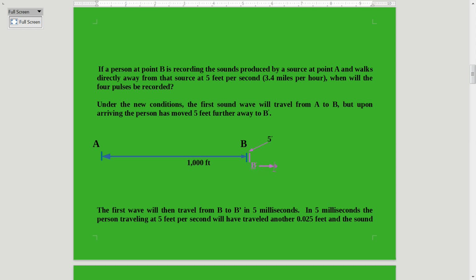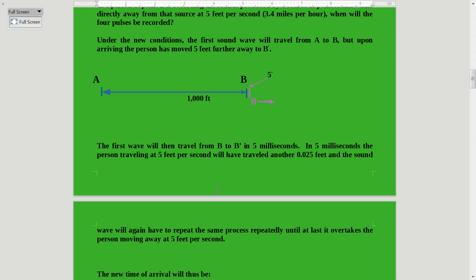person is still moving. So by the time the sound has covered that 5 feet, in this case the person will have moved 5 milliseconds times 5 feet per second, or 0.025 feet. And then we can add all that together. Well, that would go on ad infinitum until finally the 2 points collide.